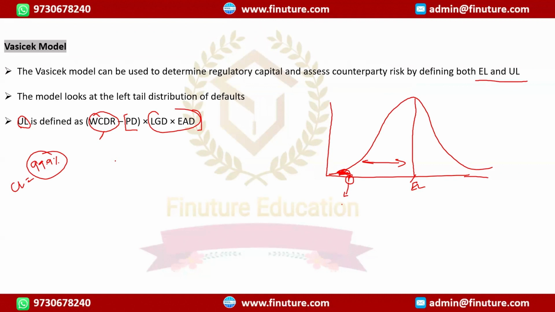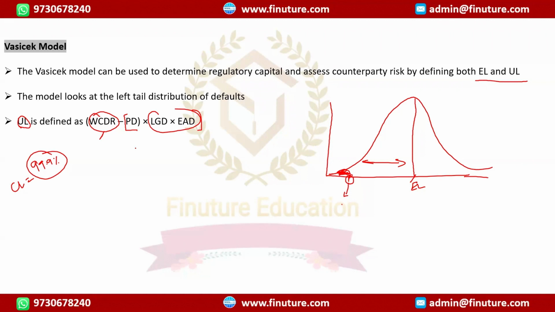Usually the unexpected loss is actual loss minus expected loss, right? That's absolutely correct. But when you talk about loss, we cannot wait till actual loss has happened. I want to estimate it. I cannot wait till the actual loss and then calculate unexpected loss later. So that's where I want to estimate unexpected loss also.